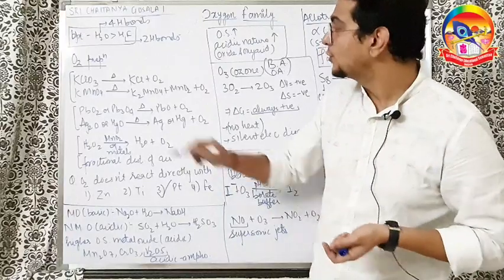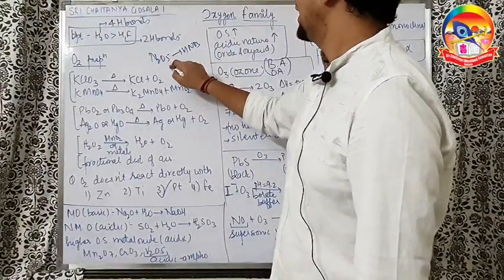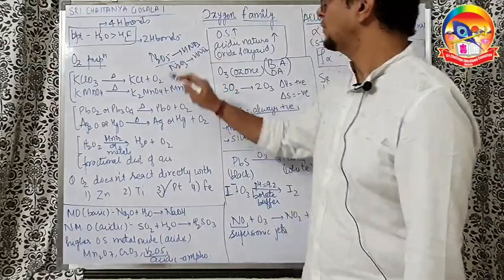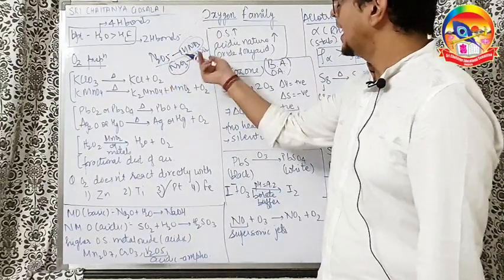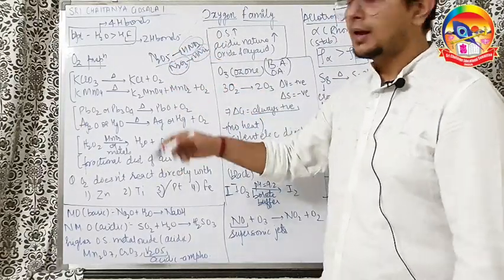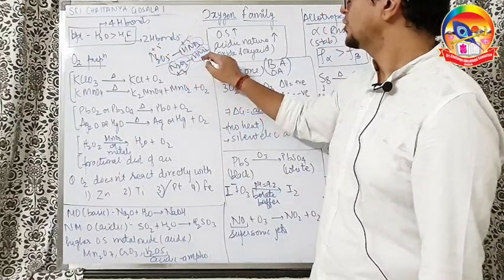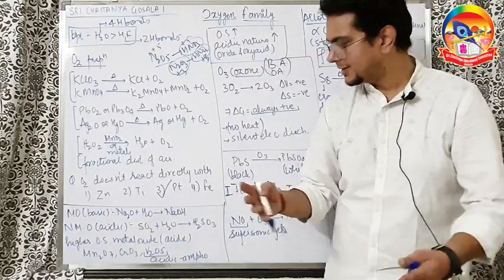Similarly, N2O5 goes in water, HNO3. N2O3 goes in water, HNO2. That's why we say N2O5 is anhydride of HNO3 and N2O3 is anhydride of HNO2. And to match also, oxidation state should be same here. So this is what we can say, that non-metal oxides go in water to form oxyacids.